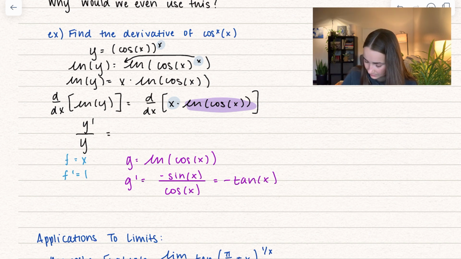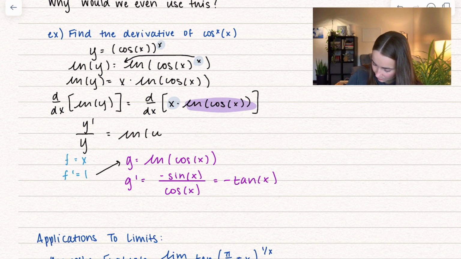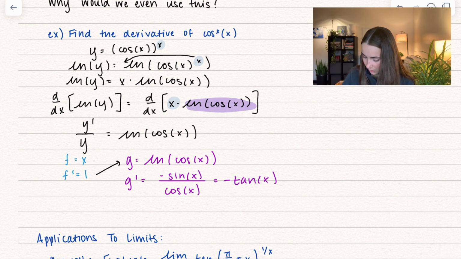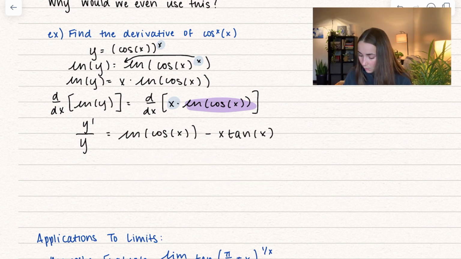So let's go ahead and find the actual derivative. We're going to cross multiply. Here I'm going to multiply these together, and we get the natural log of cosine of x. Then we're going to add the second term, but in our case, it's going to be negative. So this becomes minus x tangent of x. Okay, so remember what we're trying to solve for. We want to get this y prime all by itself. In order to get it by itself, I'm going to go ahead and multiply over that y.